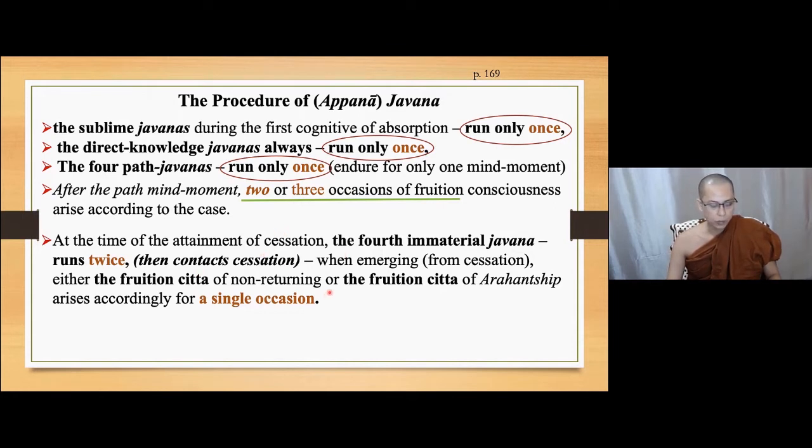So in this lesson, I will focus on explaining only the process of first-time attainment of the jhana and magga. The process of attainment, which is called the samapatti vithi, including the attainment of cessation, will be discussed in the next lesson. So let's study the nature of the javana. At the time of the attainment of cessation, the fourth immaterial javana runs twice. So here, it is not the fine-material sphere. Starting from the fine-material sphere and developing up to the immaterial sphere, the last one, the fourth immaterial javana, runs two times.